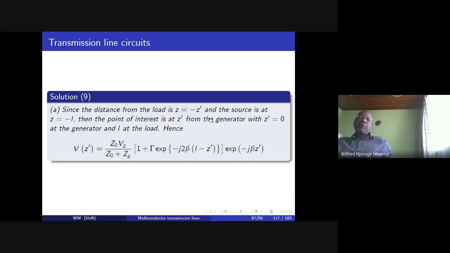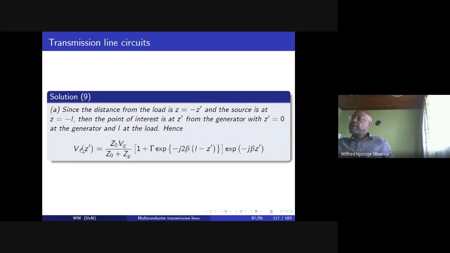Since the distance from the load is z = −z′, and the source is at z = −L, then the point of interest is at z′ from the generator, with z′ equal to 0 at the generator and L at the load. That is, z′ and z are measured in opposite senses. We are measuring z′ to be 0 at the generator and going towards the load, and z is measured from the load and becomes negative as we go towards the generator.